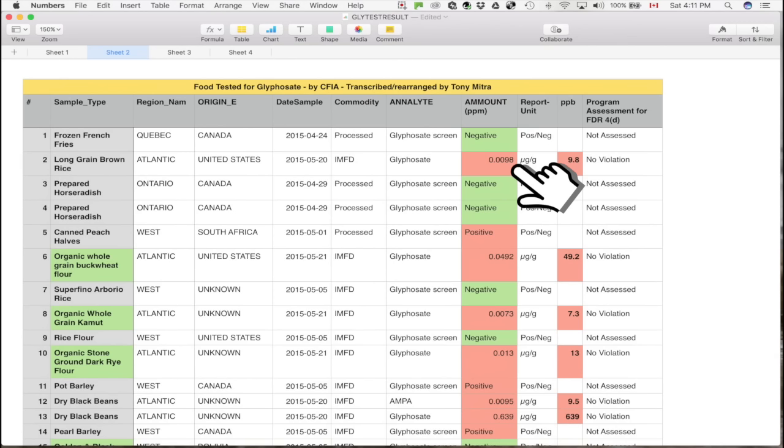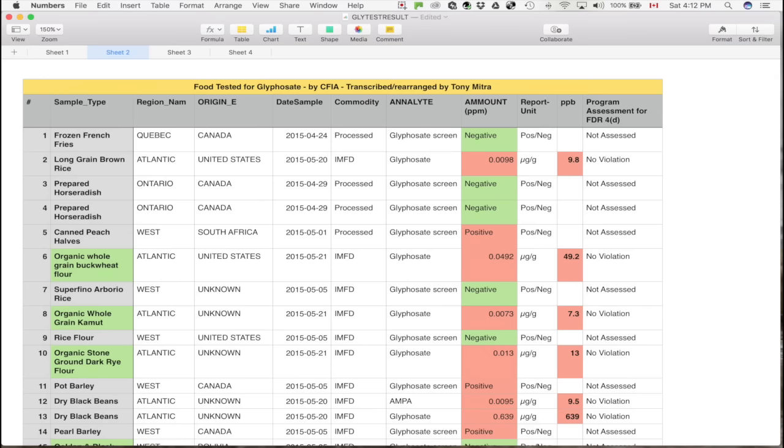Then the red ones have got two kinds. One is where the readings are available, such as this one, 0.0098 or 9.8 parts per billion, or when the result was positive in the glyphosate screening, no amount was measured, or probably not measurable, just trace. I don't know, but it was screened and found positive and not assessed any further than that, and that is also in red. So in red you have the ones that are actually showing some amount of glyphosate that is present, and the others that are just showing that it shows positive on glyphosate without any amount.